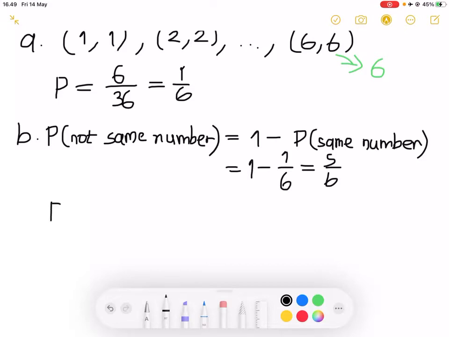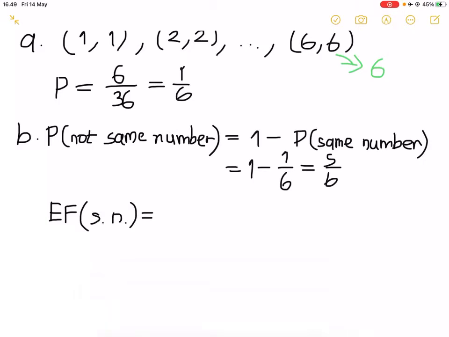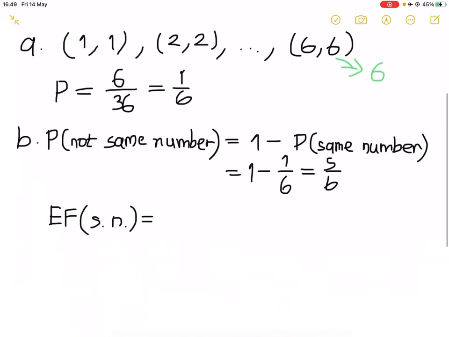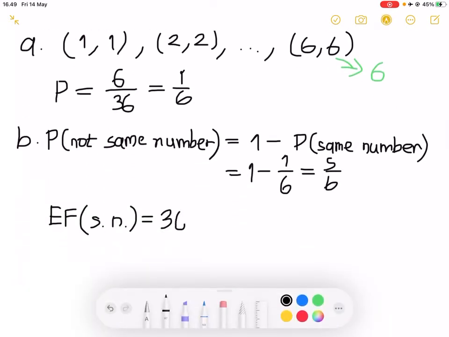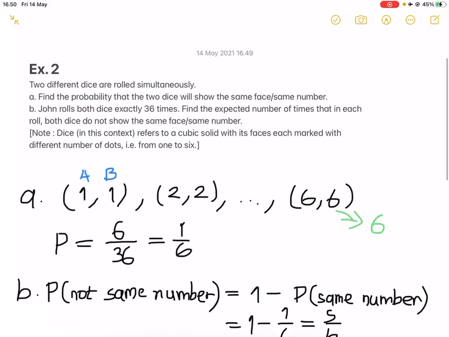So therefore our expected frequency that it shows not the same number will be the number of trials times the probability, in this case 36 times 5 over 6, which will be 30. And that finishes the second example.